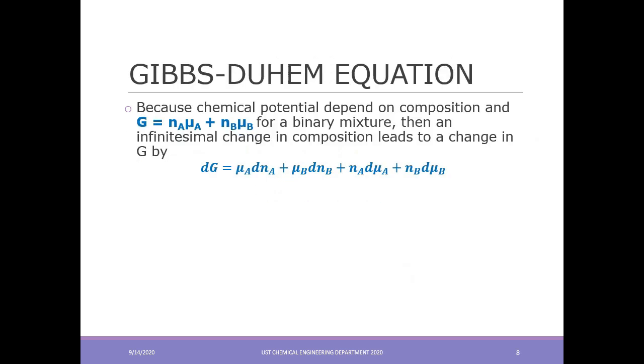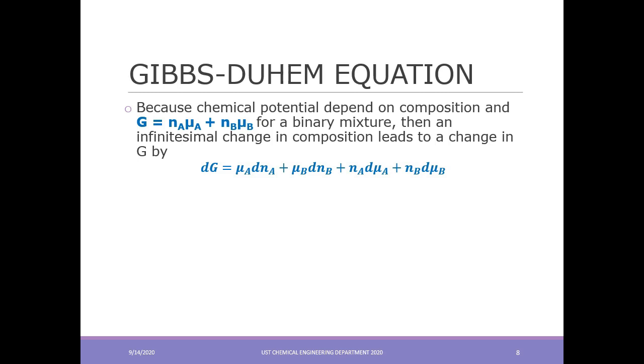Now let's go back to Gibbs free energy. In a binary mixture, we know that G is equal to NA mu A plus NB mu B. Because chemical potentials also depend on composition, an infinitesimal change in composition will result in a change in Gibbs energy given by this expression. dG is equal to mu A dNA plus mu B dNB plus NA d mu A plus NB d mu B.